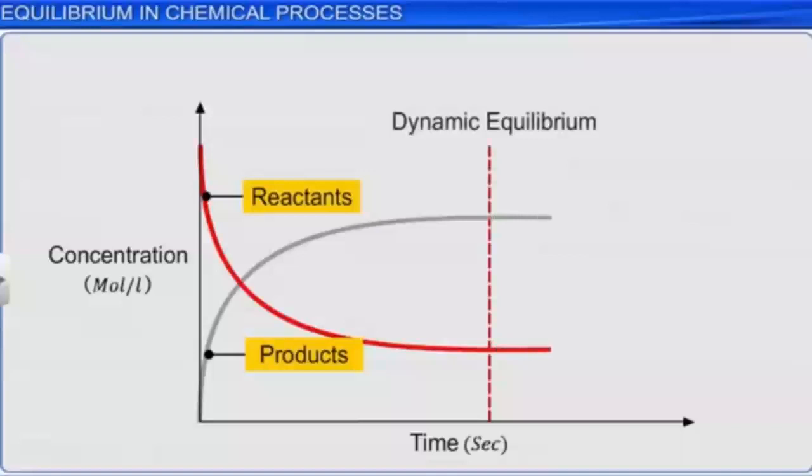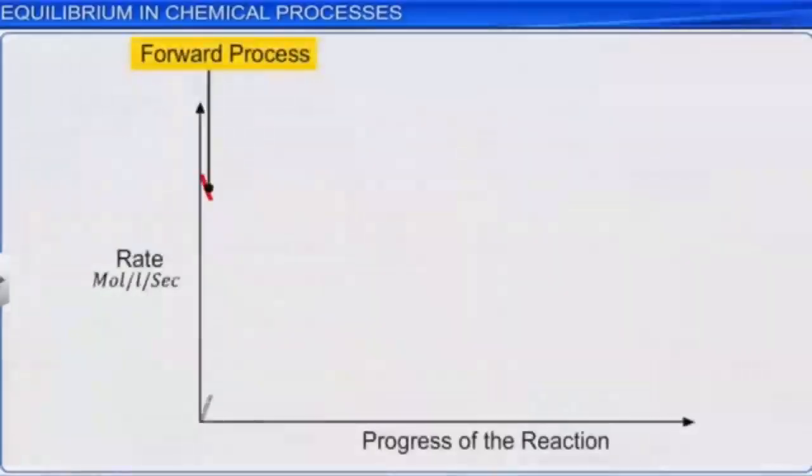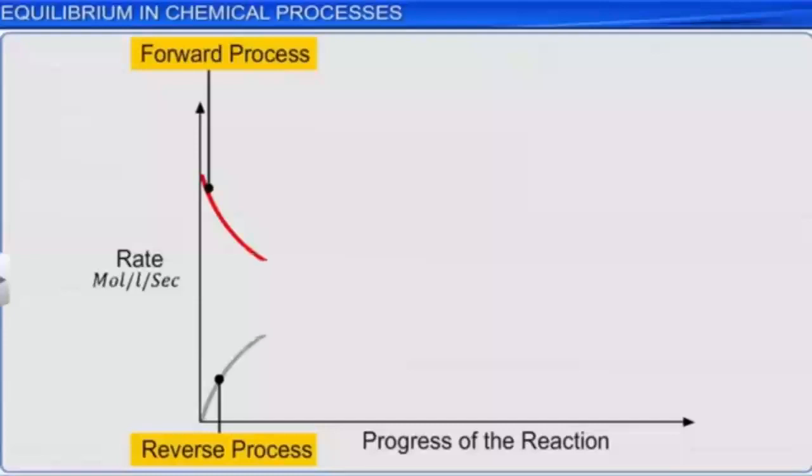We can graphically represent dynamic or chemical equilibrium as a forward reaction starting at a higher rate and a reverse process starting at zero rate coming together to reach an equilibrium point. Hence, when a reversible reaction is carried out in a closed vessel, a state is reached when the rate of the forward reaction becomes equal to the rate of the backward reaction.